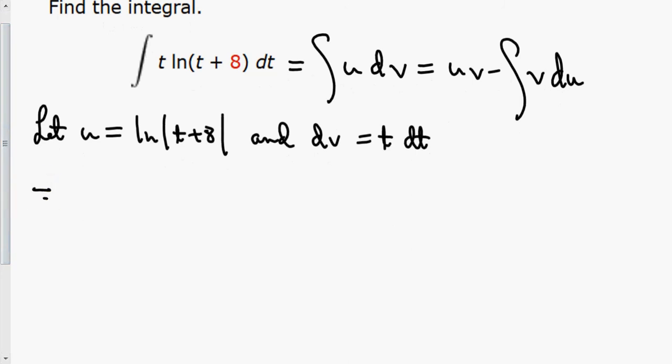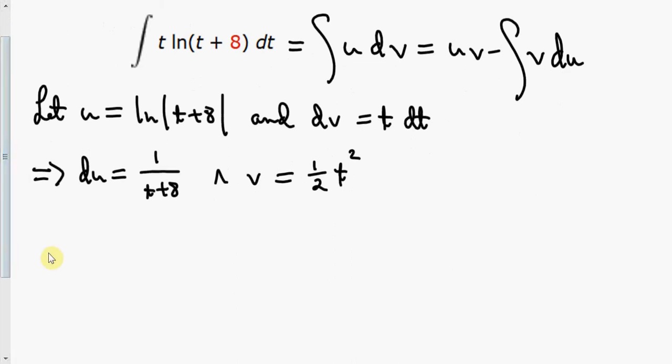So this implies that du, the derivative of the natural log, is 1 over the term. The term here is t plus 8 times the derivative of t plus 8, which is just 1. And v is equal to, we integrate the t dt, and it just gives us 1/2 t squared.